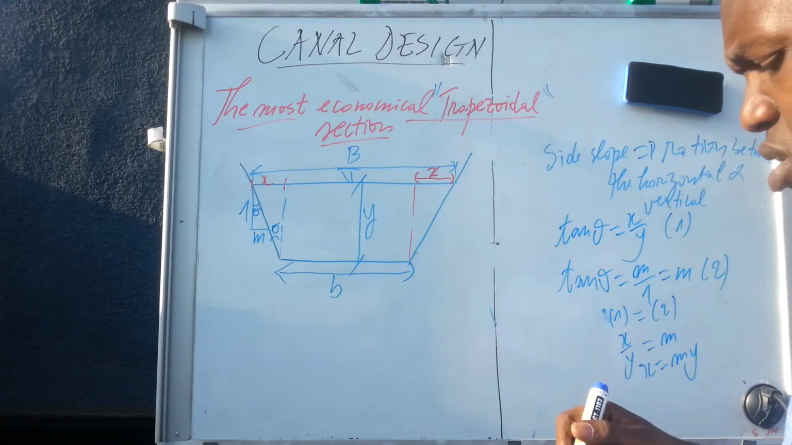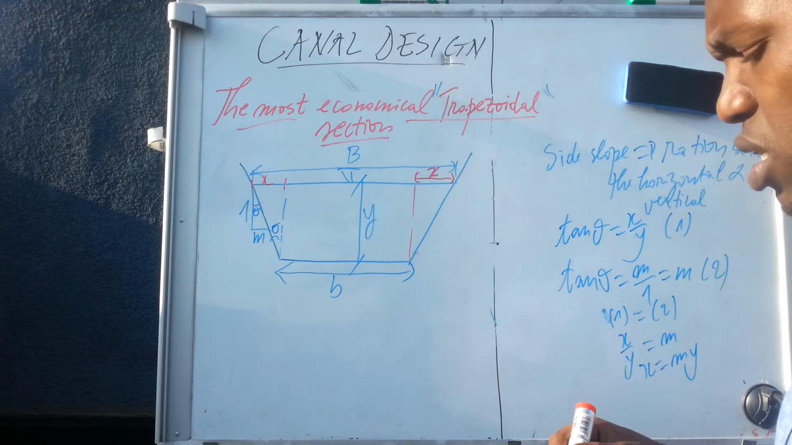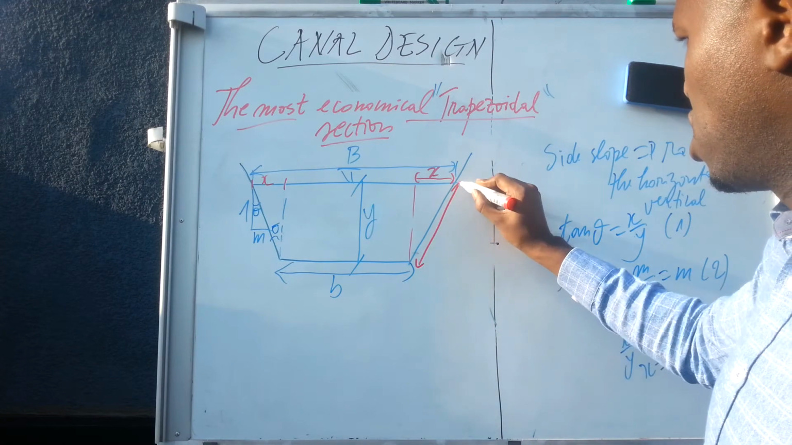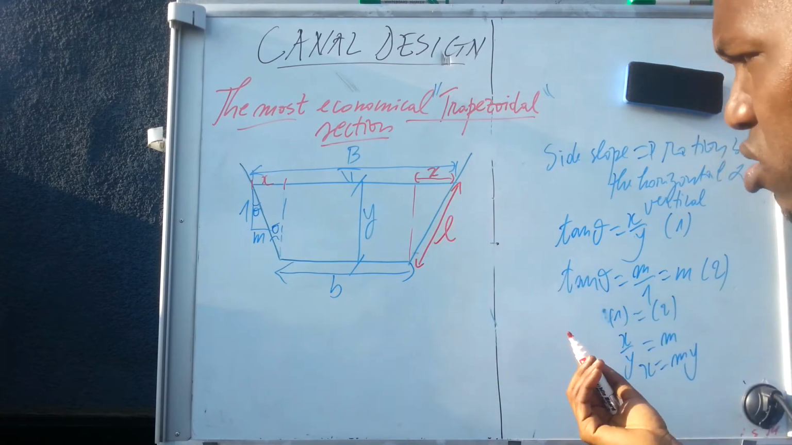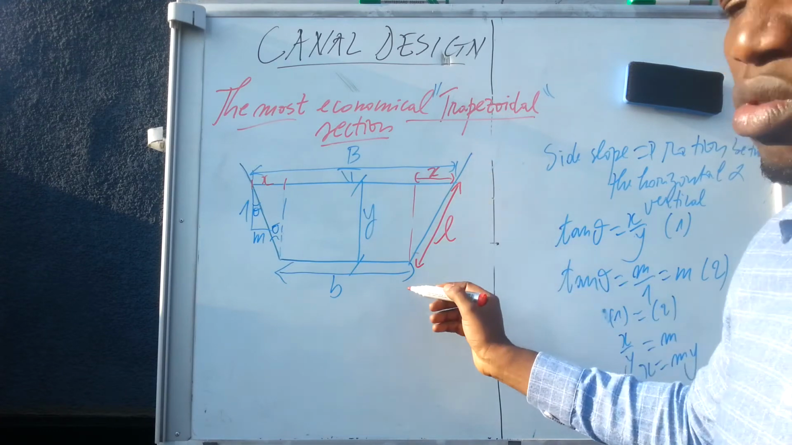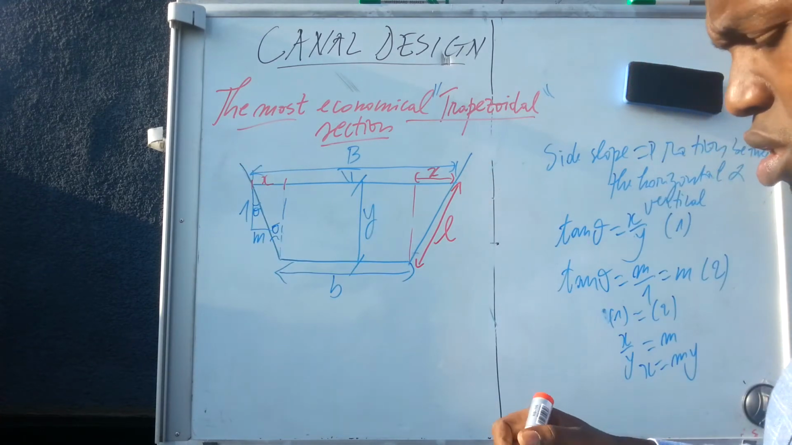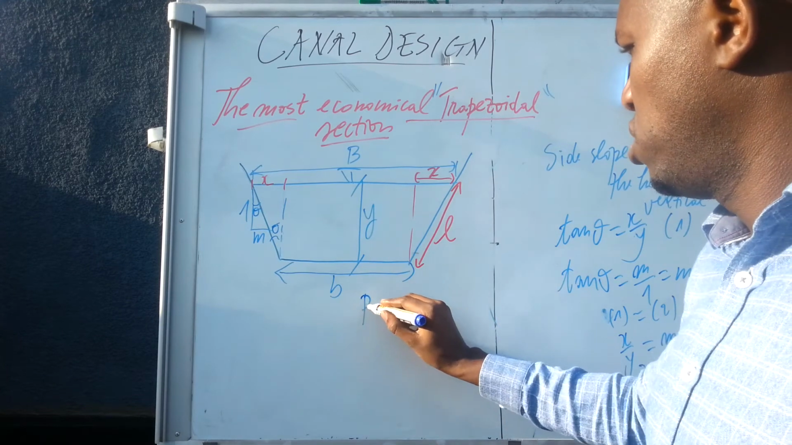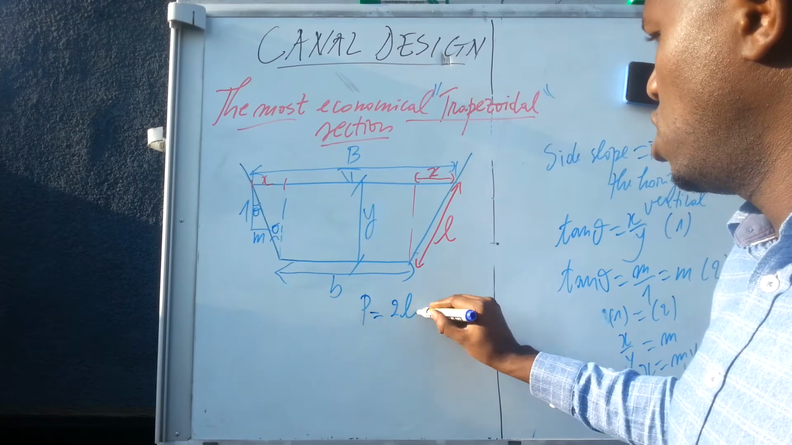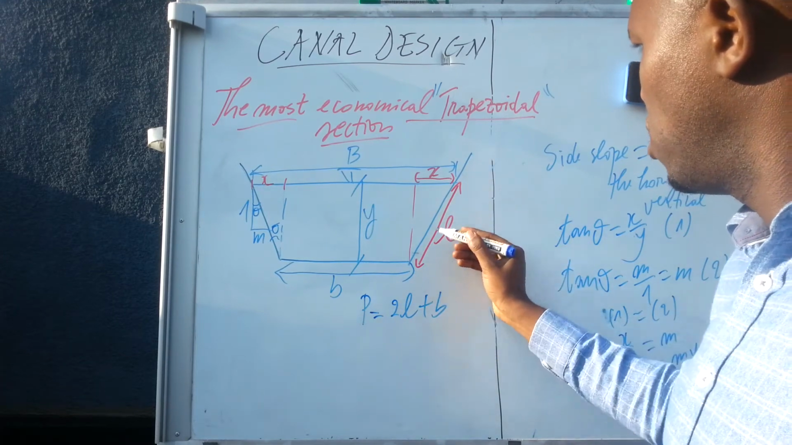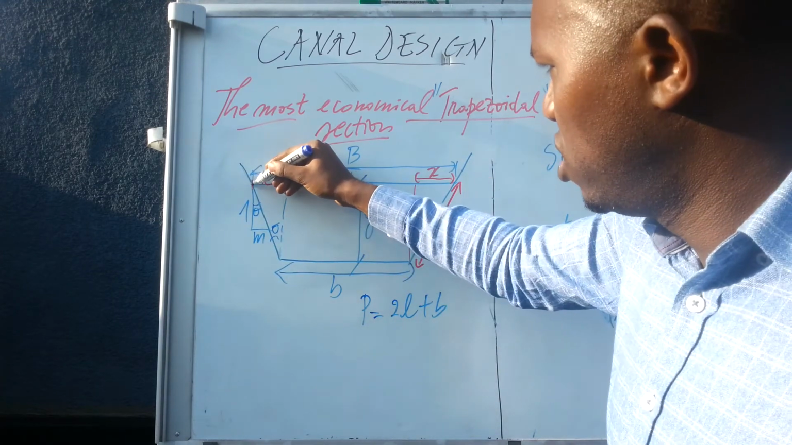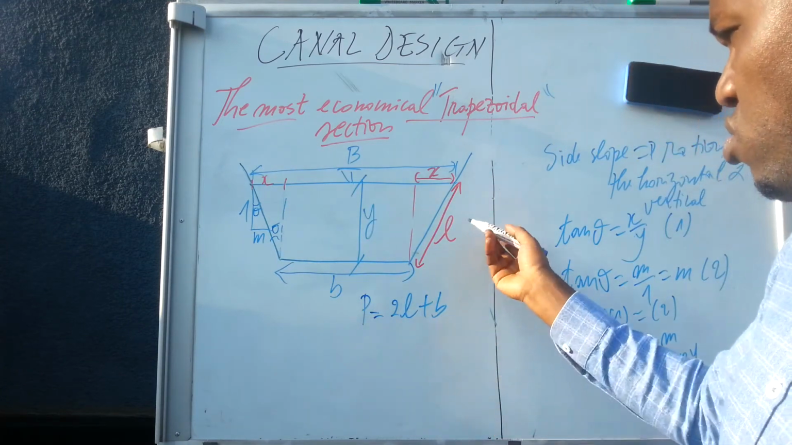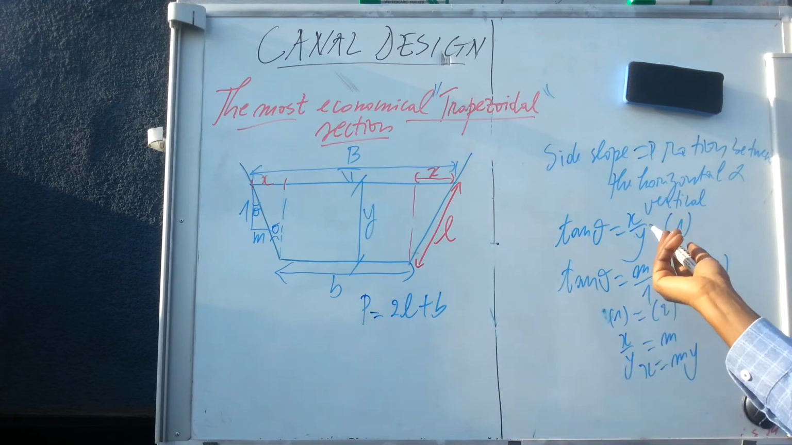What else? This inclined side, let's call it L, is also needed because we need it when we calculate the wetted perimeter. In this case, the wetted perimeter can be equal to 2L plus B. From here to here is L, and this is also L. So how can we get L in a function of side slope?